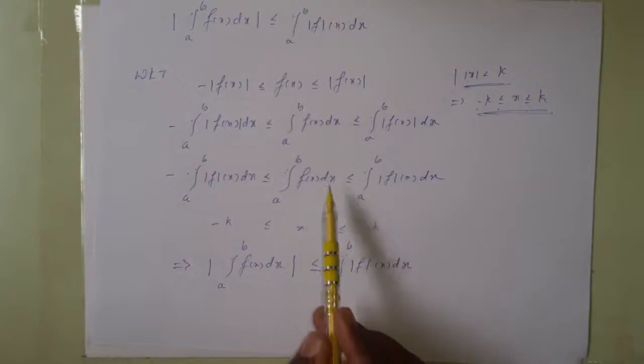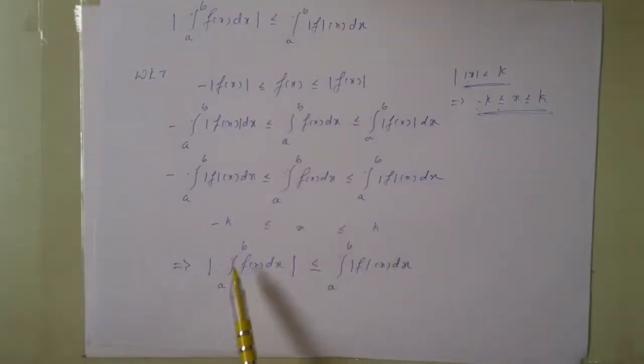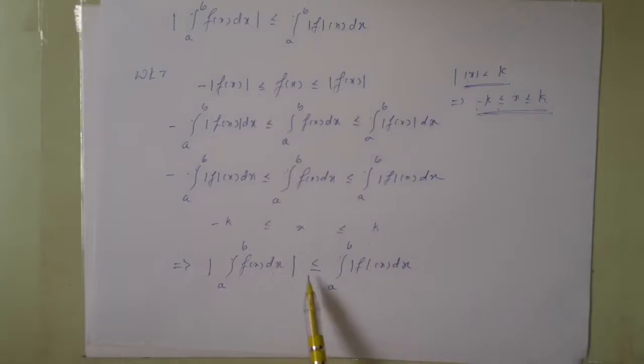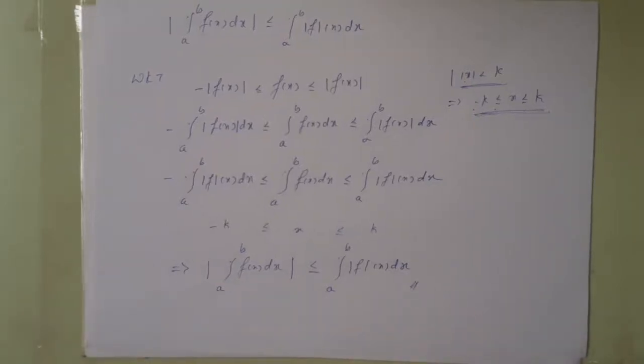So therefore, now apply the modulus for x, that is, the modulus of integration over a to b of f(x) dx is less than or equal to integration over a to b of |f(x)| dx. So therefore, this is the theorem, or this is the proof required. Hence, the theorem is proved for the given condition.